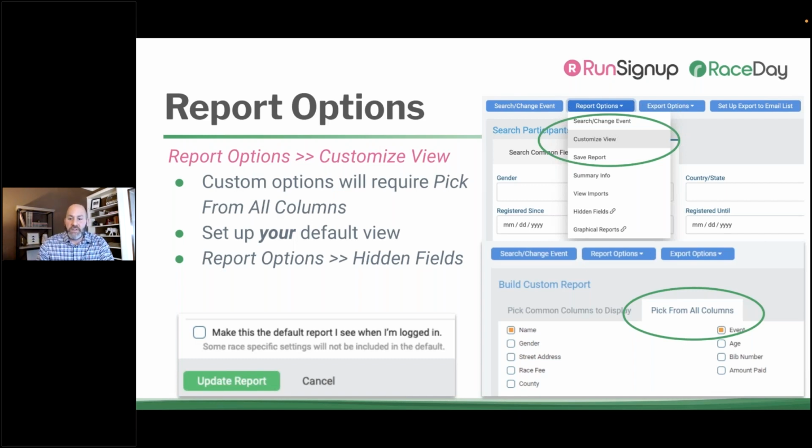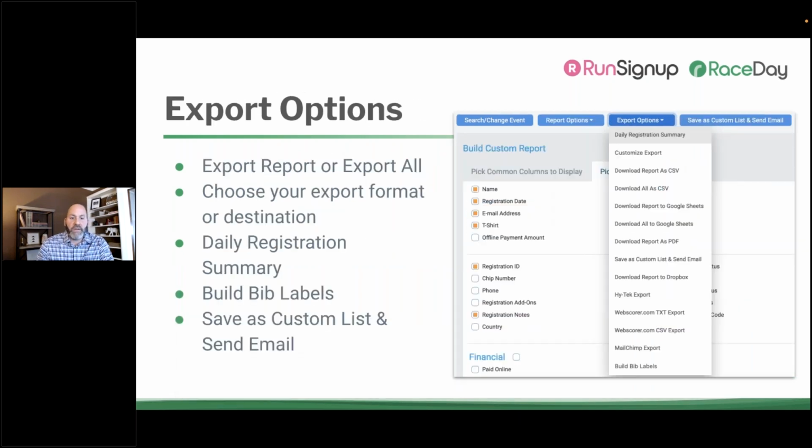So that's something to check if you're not finding a piece of information when you download a participant report or you're looking at it in your dash: check the hidden fields. It might be in there as well. All right, and then under export options, you can export what you've customized with your view, which columns you want and the search parameters you put in, and download just what that custom report has created, or you can export all.